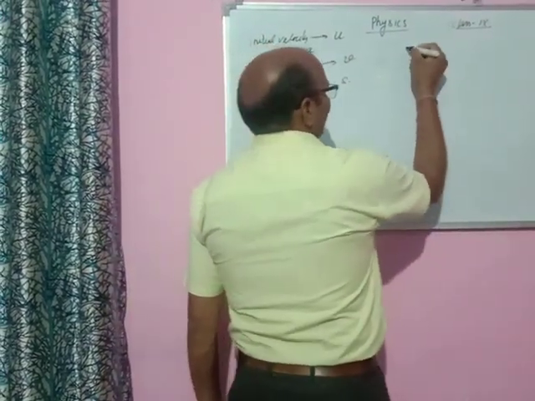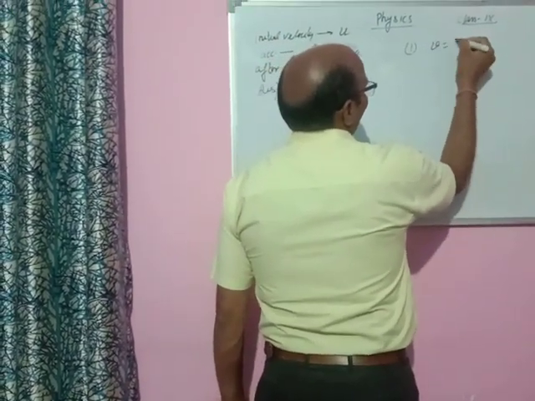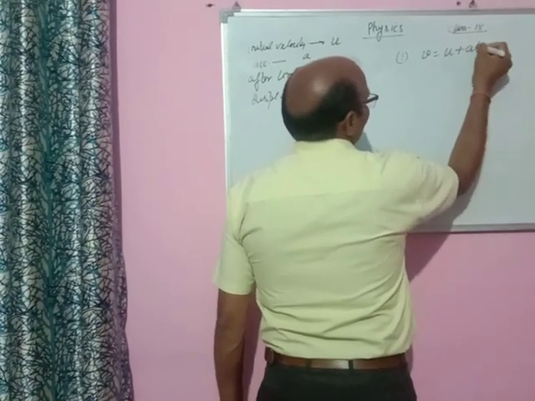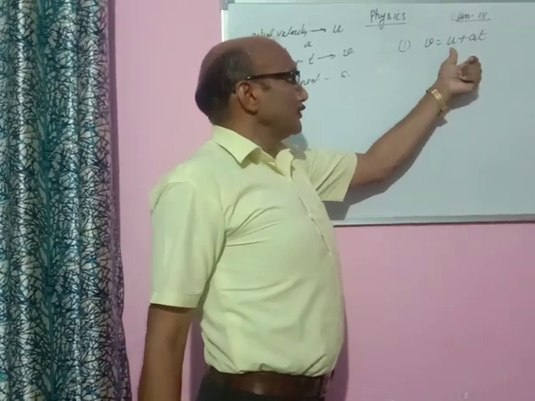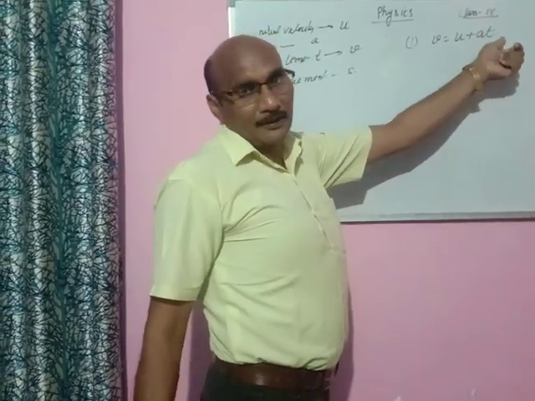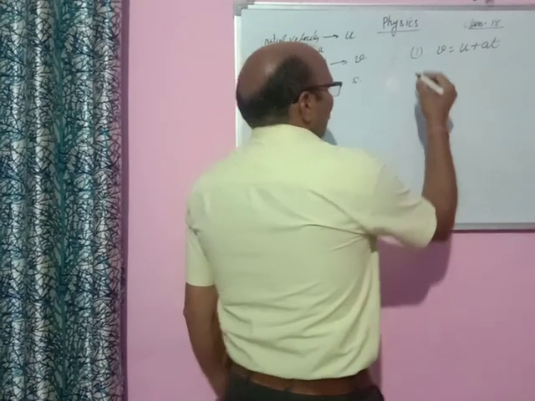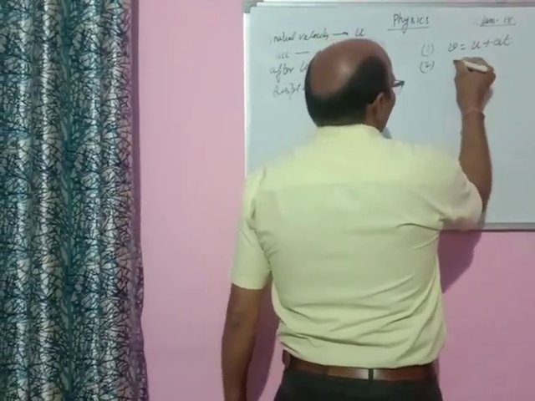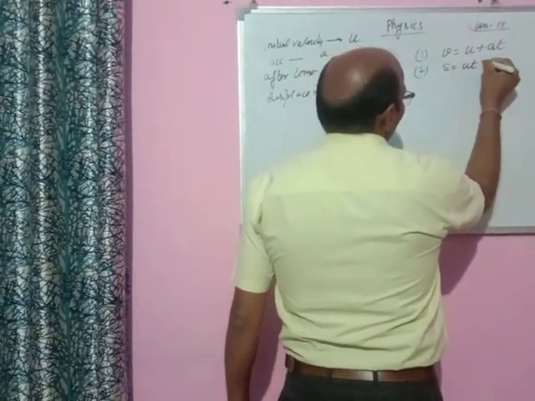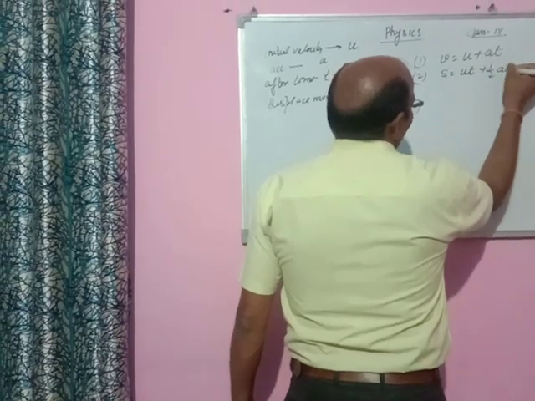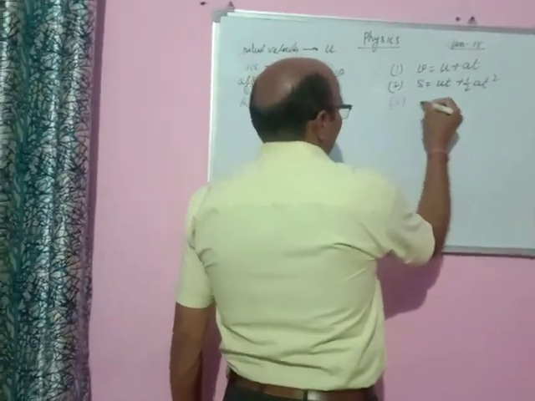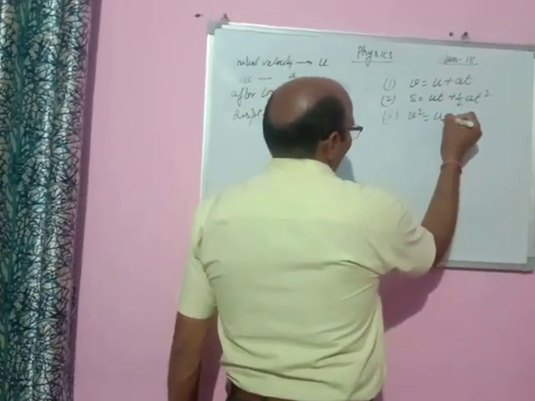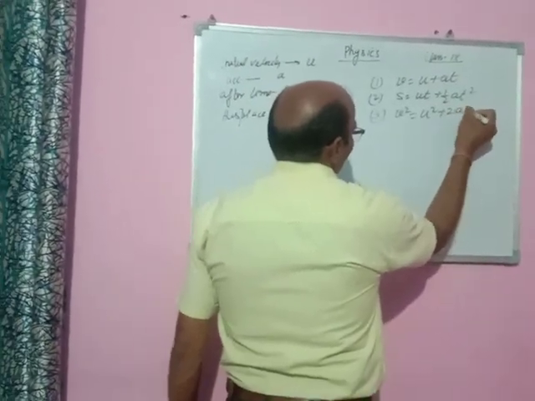The first equation of motion: v equals u plus at. This is the final velocity, this is the initial velocity, acceleration and time. Second equation of motion: s equals ut plus half at square. And the third equation of motion is v square equals u square plus 2as.